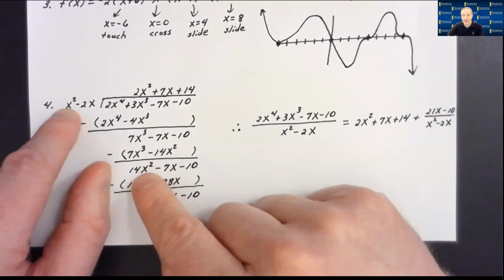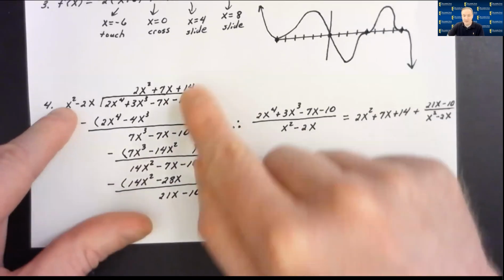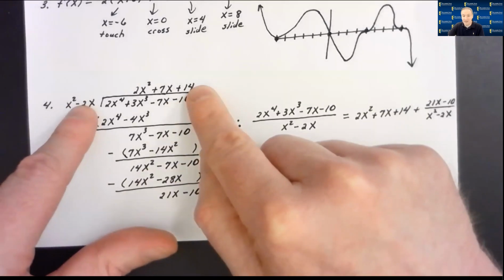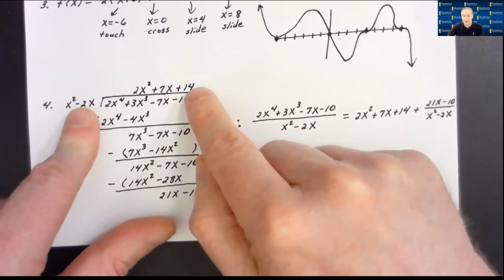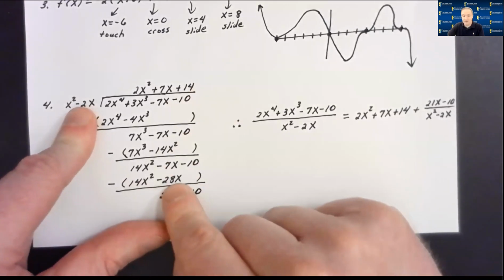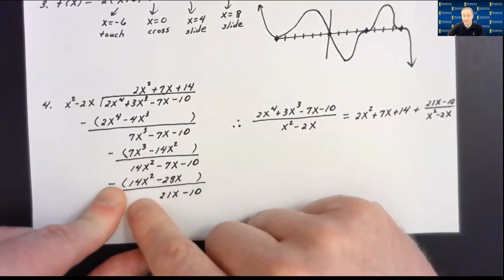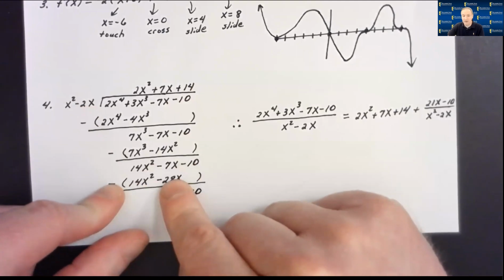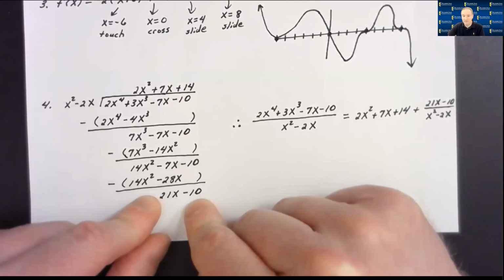X squared will divide into 14x squared 14 times. 14 times x squared is 14x squared. 14 times a negative 2x gave me minus 28x. I subtract that out. The 14x squareds cancel. Negative 7x, this is going to be plus 28x, gives me 21x. I bring down the minus 10.